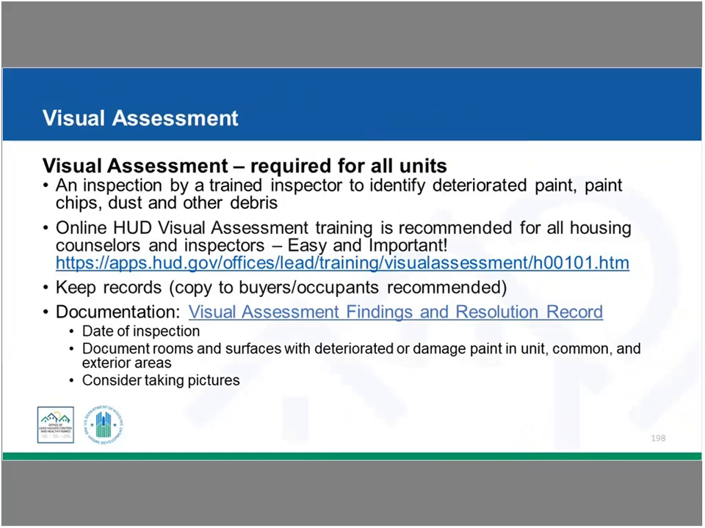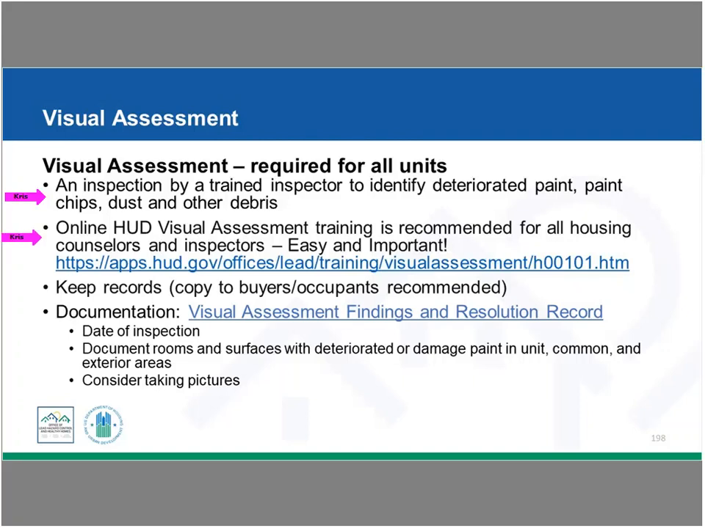All right, so remember the next step after disclosure was to look, and in Subpart K, the way we look is called a visual assessment. A visual assessment is an inspection done by a trained inspector, and they are looking for deteriorated paint, peeling, chipping, flaking paint, or other types of debris. Now, I don't know if there's actually lead in the paint because I'm not doing any kind of testing, but I am just looking to see if there's any deteriorated paint. So that's what our visual assessment is.